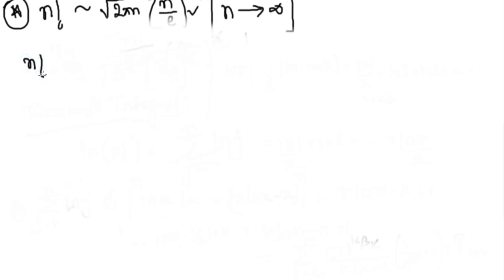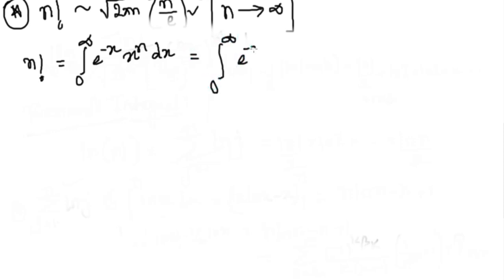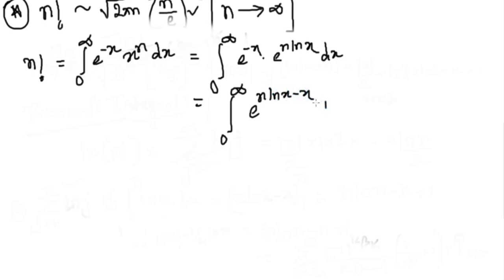So basically, first thing is that the gamma function, n factorial, is defined as the integral from 0 to infinity of e to the power minus x, x to the power n dx. Correct. This is the gamma function. Now if you do some changes to it, x to the power n can be written as e to the power n ln x, dx. This gives you the integral from 0 to infinity of e to the power n ln x minus x dx. This is an alternative form which we have brought it into, right.